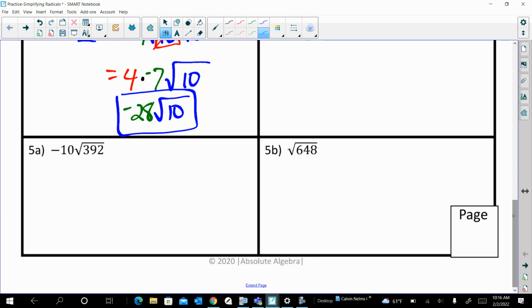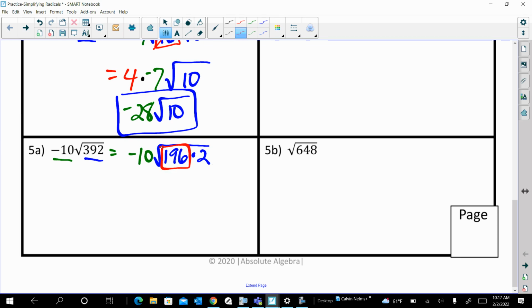All right, so same thing. We have a coefficient, the -10. That stays in front, but we need to factor the radicand. 392. Use your calculator to divide to figure out what number goes into 392. 196. Okay. So 196 times what, Janai? Times 2 gave me 392. Okay. 196 is the perfect square number.